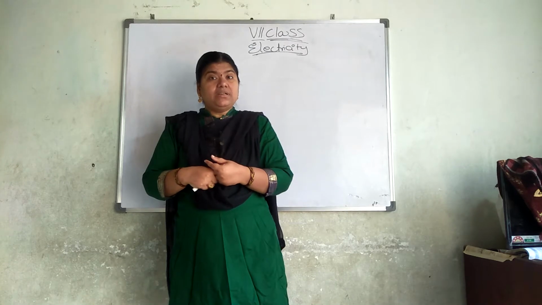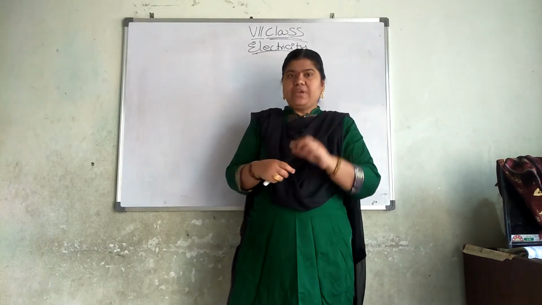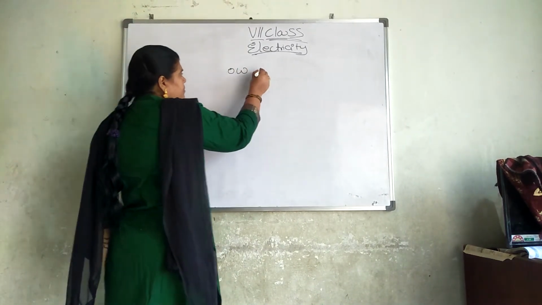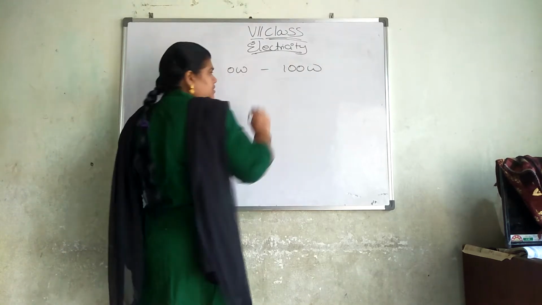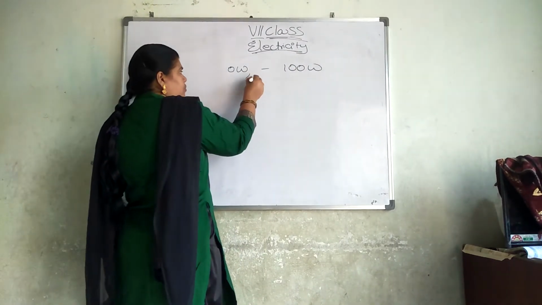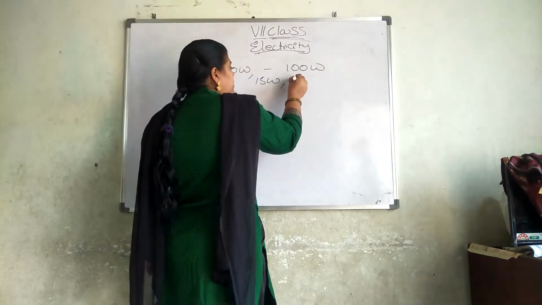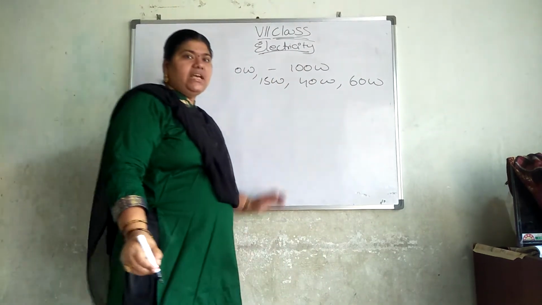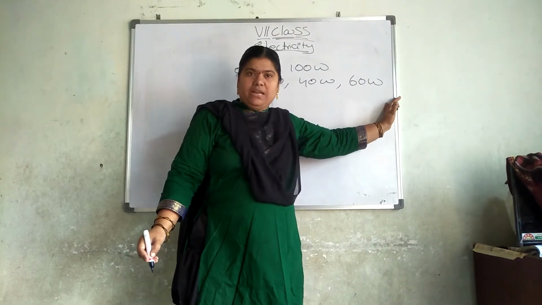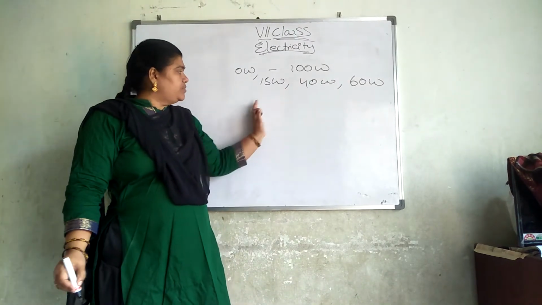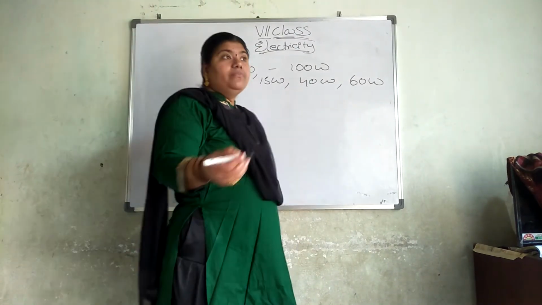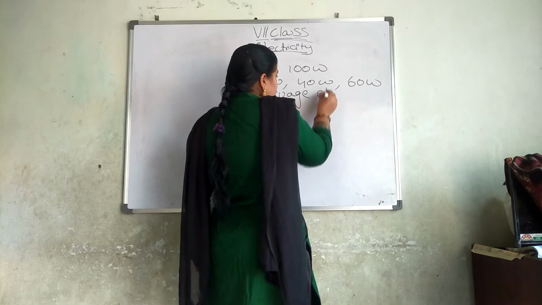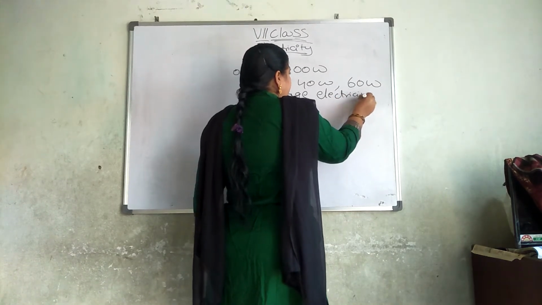What is the second method? Which type of bulbs do we have to use? We know that bulbs come from 0 watts to 100 watts. That means 0 watts, 15 watts, then 40 watts, 60 watts and 100 watts. Like this we have different types of bulbs. If we are using all these different types of bulbs, the usage of electricity will be more.